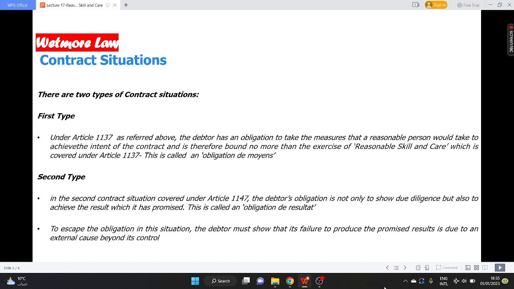Second type. In the second type, the contract situation is covered under Article 1147. The debtor's obligation is not only to show due diligence but also to achieve the result which it has promised. This is called an obligation de résultat. To escape the obligation in this situation, the debtor must show that its failure to produce the promised results is due to an external cause beyond its control.